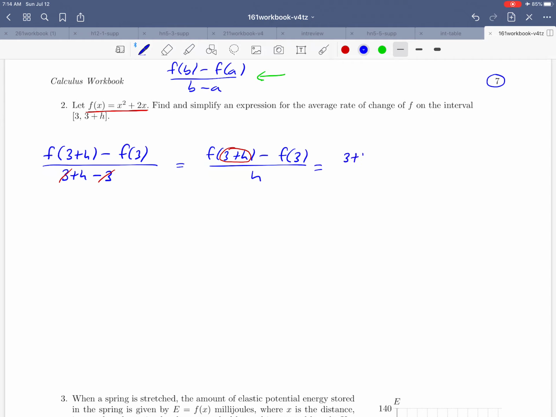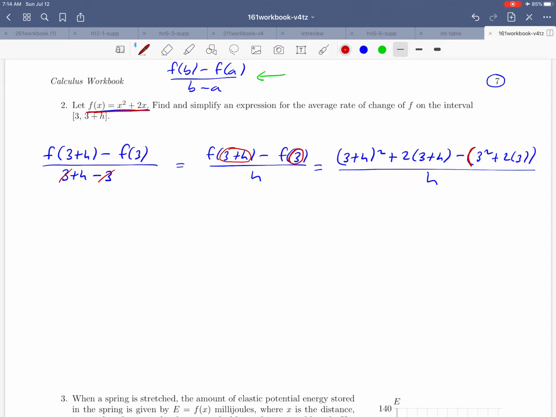So we will have a 3 plus h squared plus a 2 times a 3 plus h. Notice what we did. We just took every x in our formula and replaced it with a 3 plus h. That's what f of 3 plus h means. And then we come to f of 3. This time 3 is the x that we're plugging in, so everywhere that you see an x, you're going to put a 3 to calculate f of 3. So we'll get 3 squared plus 2 times 3, over h.